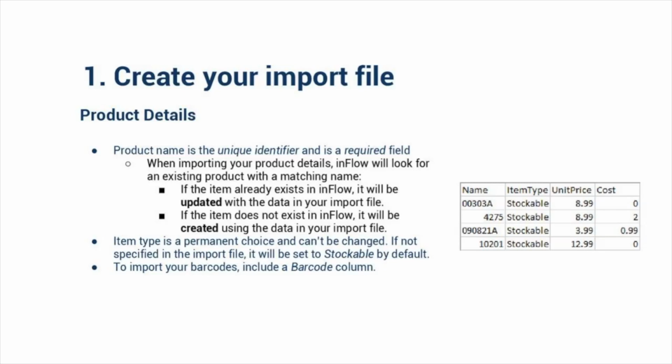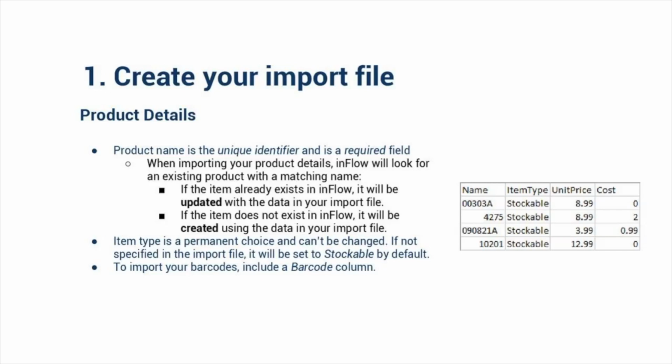So when you're importing products into inFlow, inFlow is going to look at your import file and check to see if the products in your import file already exist in inFlow. If the item already exists, inFlow is going to update that product for you with the data that's in your import file. But if it doesn't find the product, it's going to create a brand new product record for you with the information that's in your import file. So the takeaway here is that you can use a product details import to not only import new products into the system, but you can also use it to update existing products.